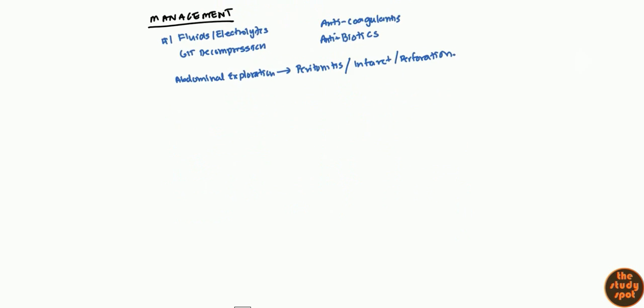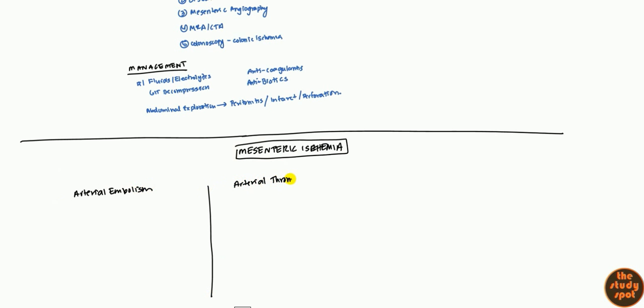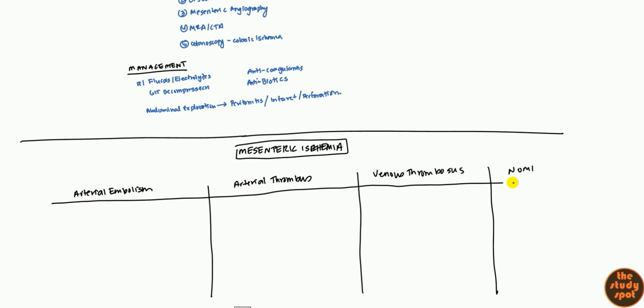Okay, so now that we've talked about general features, first we'll talk about mesenteric ischemia, and then later we're going to talk about colonic ischemia. There are 4 types of mesenteric ischemia: either an arterial embolism, an arterial thrombus, a venous thrombus, or a non-occlusive mesenteric ischemia, which they call NOMI.